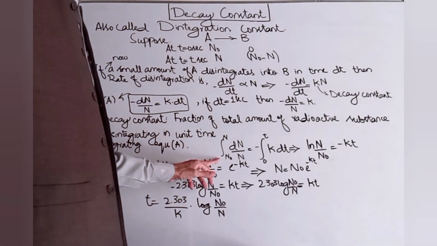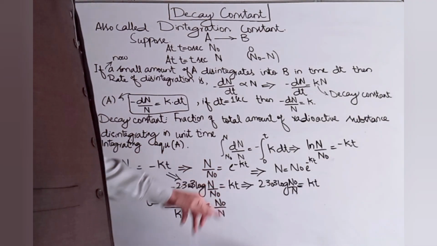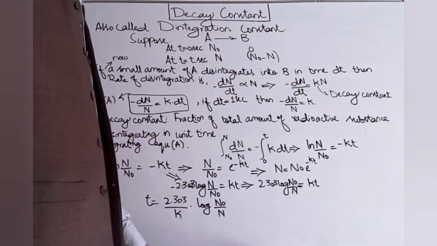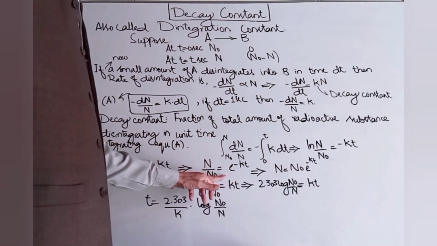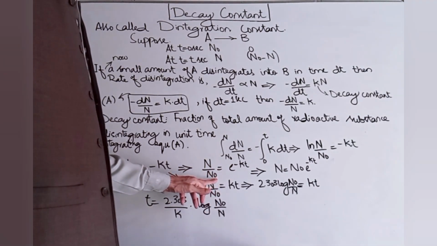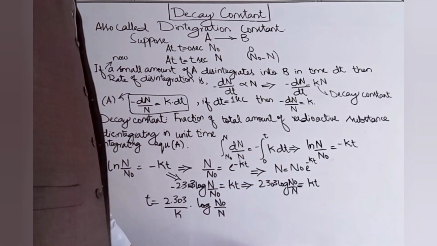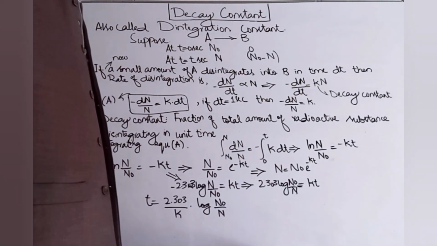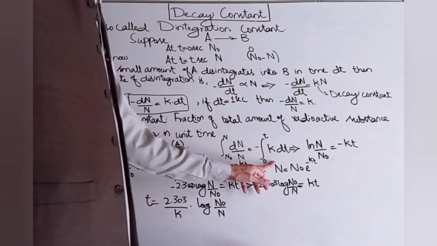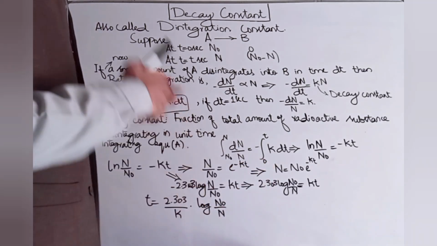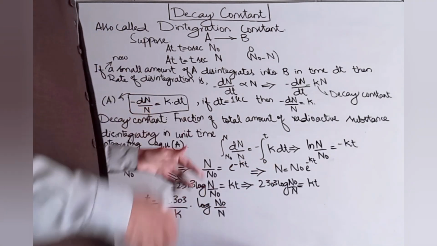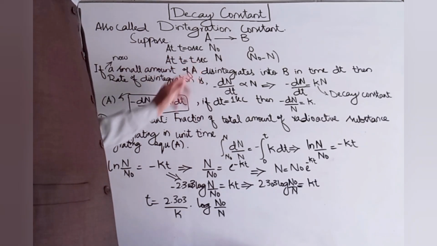n over n naught is equal to e raised to power minus kt, and we can rearrange this equation by moving n naught to the other side. So n is equal to n naught e raised to power minus kt. This is the equation which shows the number of atoms left after the time period t.